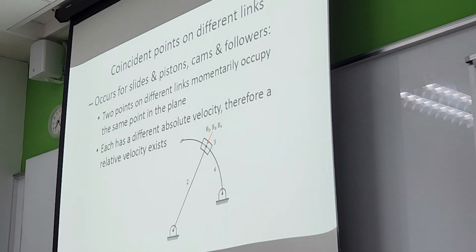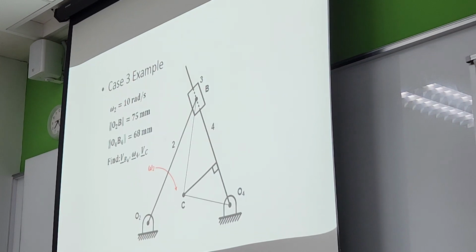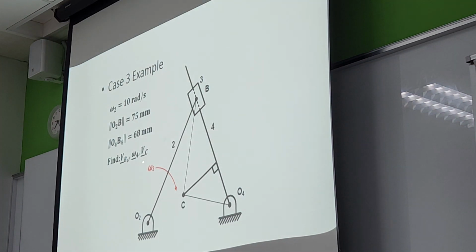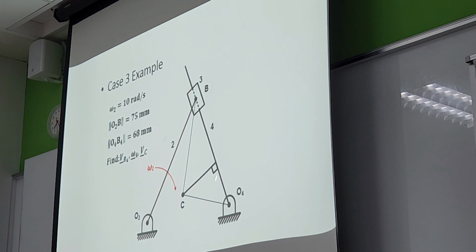So this is a common feature for sliders. So now let us look at this example. In this example, the angular velocity is given, clockwise. The length of the link O2B is given, and O4B4, the length is given. We were asked to calculate velocity B4, and angular velocity of link 4 and velocity of point C. So point C is on link 4.